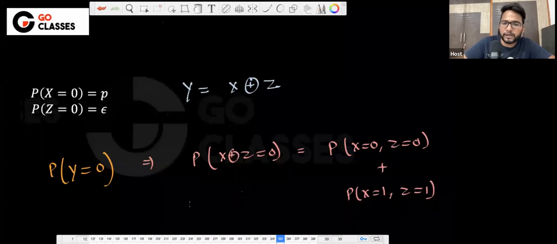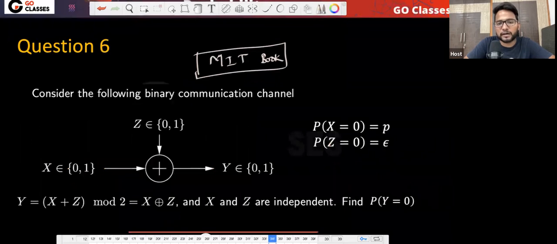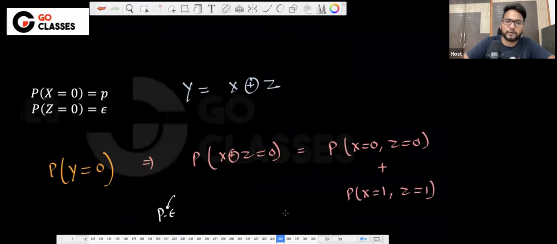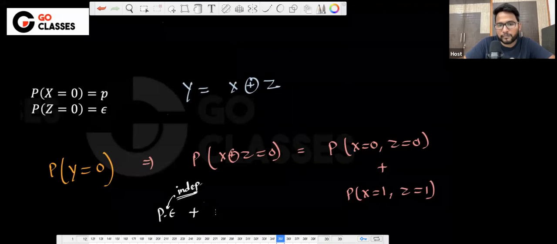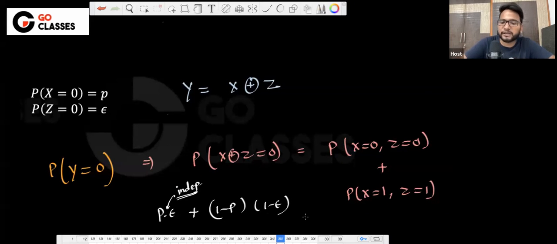Both are 0 has probability P into epsilon. Can anyone tell me why I am writing multiplication? Yes, because these are independent. Because of the independence assumption, given here that X and Z are independent, I'm just multiplying, right? Plus 1 minus P into 1 minus epsilon. Why? Because X and Z can take just two values, and if X equal to 0 has probability P, then X equal to 1 will have probability 1 minus P. So that's how you can solve this question. I hope that is okay.